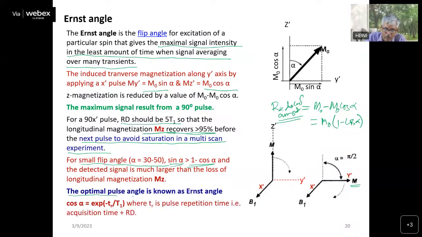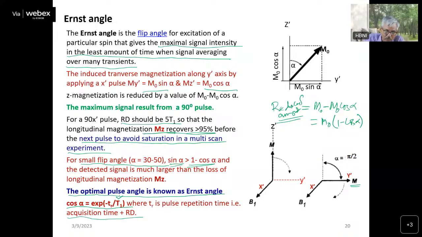What Ernst said is that the optimal pulse angle should be cos alpha equal to exponential of minus TR by T1. TR is the pulse repetition time, as I told you in the previous class, the time gap between the two pulses, and T1 is that of the spin. This TR is the acquisition time plus the relaxation delay.